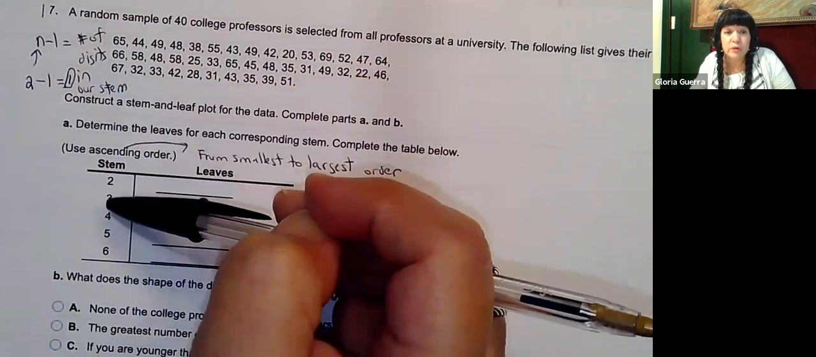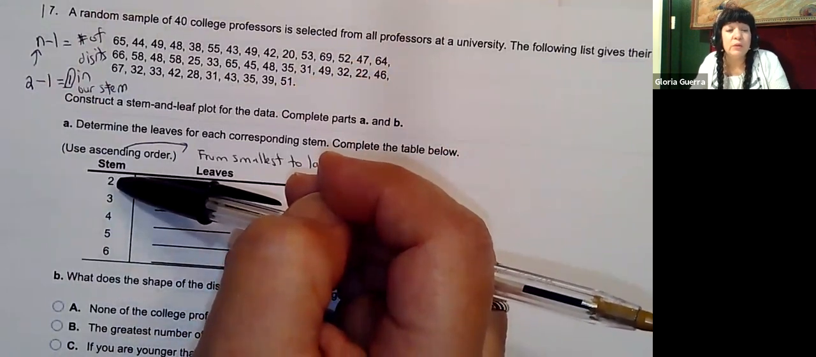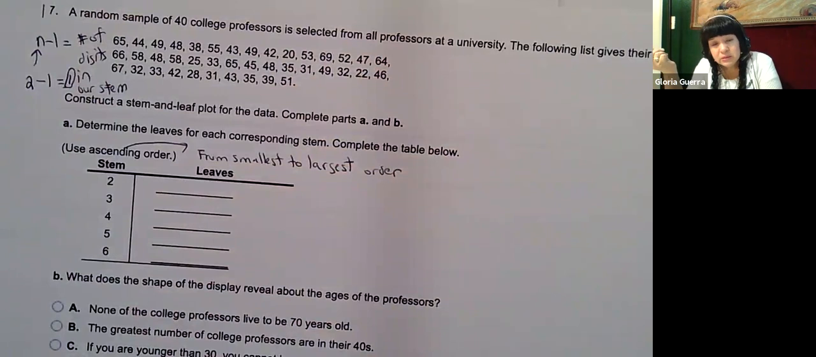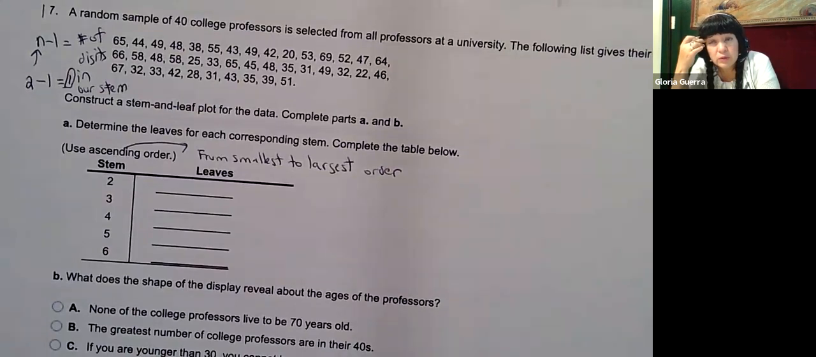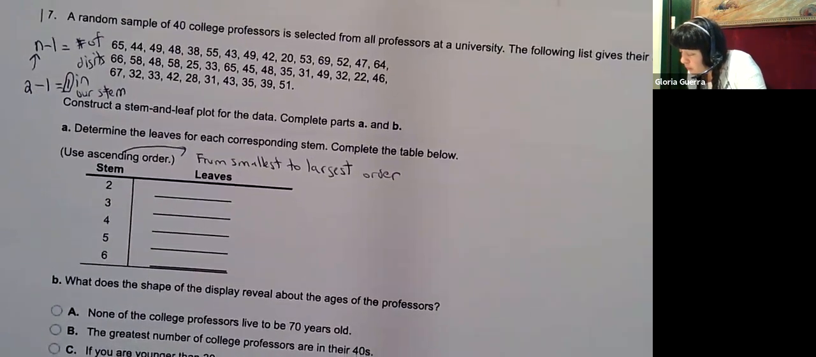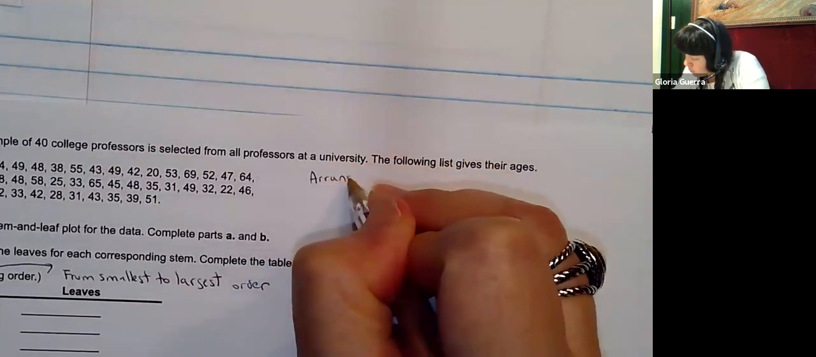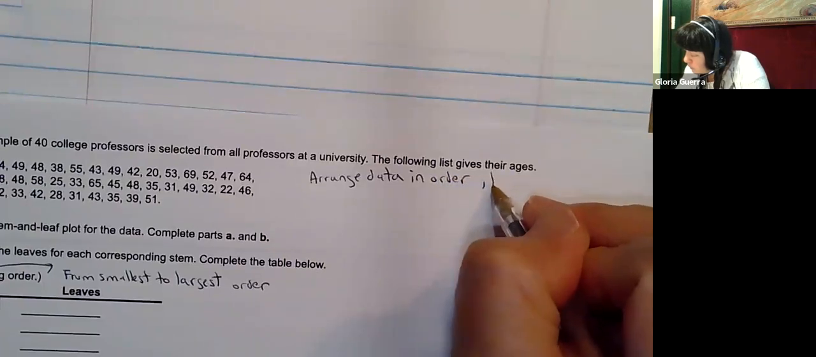Okay. So here they started the stem with 2, like in our 20s. They didn't start with 1, or 0, because we didn't have any teens like 10, 11, 12, 13, 14, 15. We started in our 20s with our smallest data value. And also we didn't have any preteens like 1, 2, 3, 4, 5, 6. So that's why we didn't need a stem of 0 or 1. We started with a stem of 2 for that reason. And I'll go ahead and arrange the data in order, beginning with the 20s.